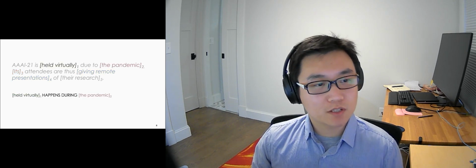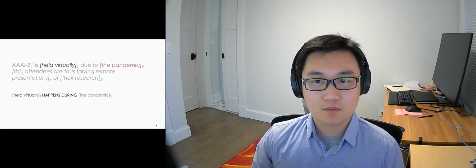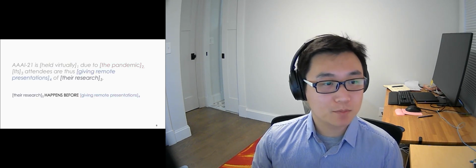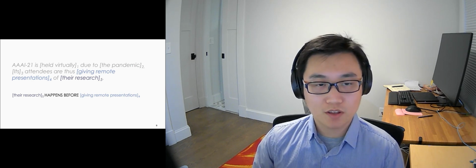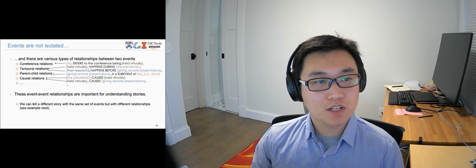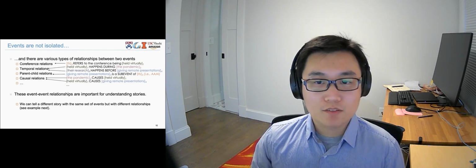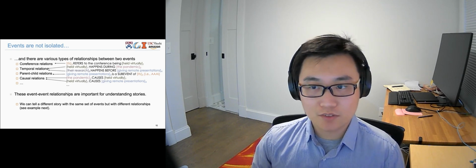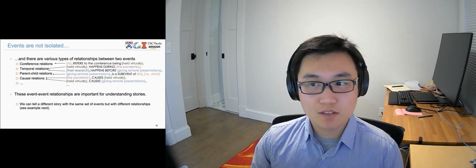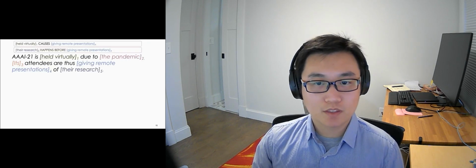Next is the temporal relation: held virtually actually happens during the pandemic. Another temporal relation: their research happens before giving remote presentations. So these are a bunch of relations of various types. And these event-event relationships are often the key for understanding stories. The same events can tell a different story if their relations are different.